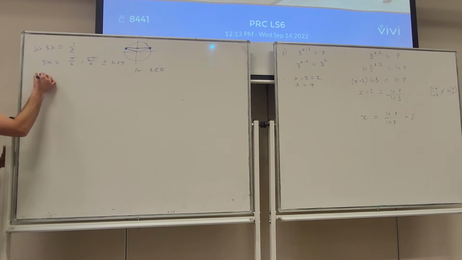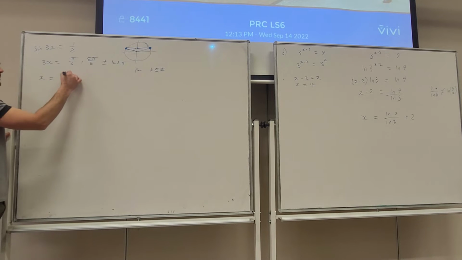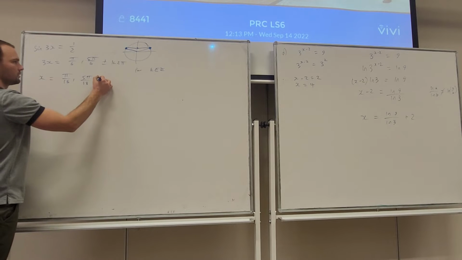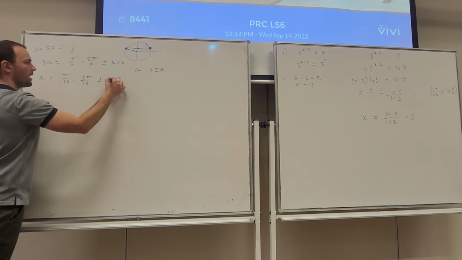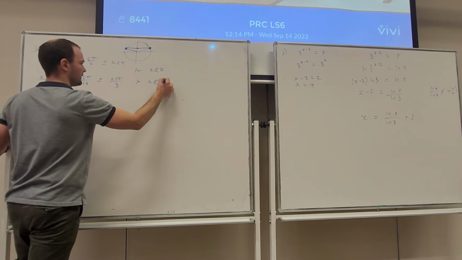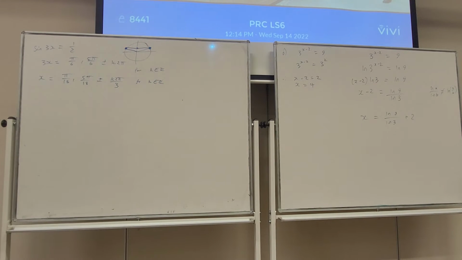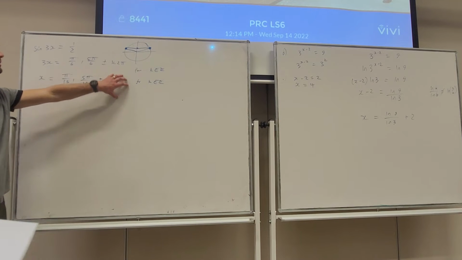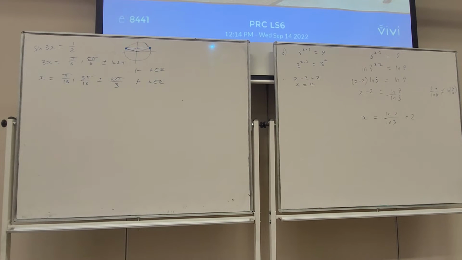So then to get x by itself, we divide both sides by 3. And so when we divide this side by 3, we're going to get pi on 18 and 5 pi on 18 plus or minus k2 pi on 3, and then that statement there, for k an integer. We're getting marks there for the solution, but we get the extra mark to show all of the solutions to that trigonometric equation.